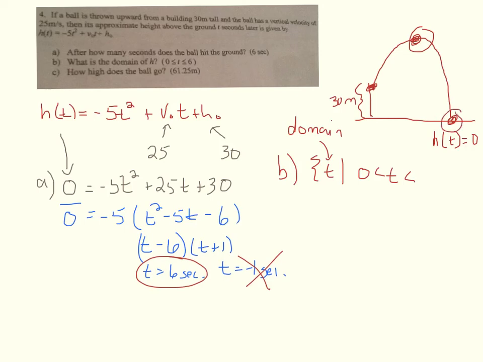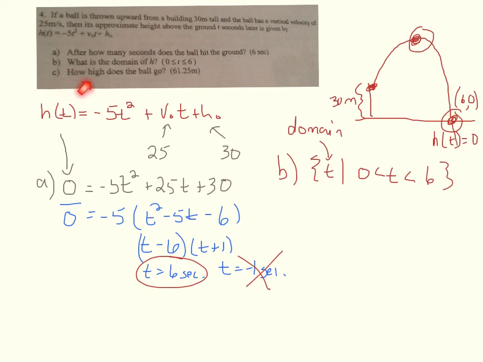Well, it hit the ground right here at 6, 0, at 6 seconds. After 6 seconds, the ball goes below the ground. Well, that's impossible. And that's it. That's the only way to do B. You just kind of got to think about it. You got to know what domain and range are.